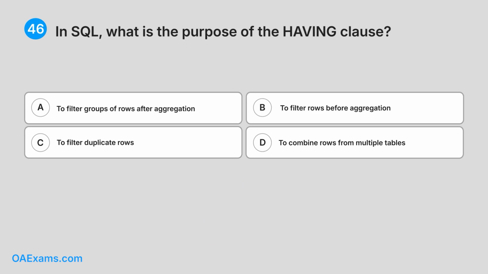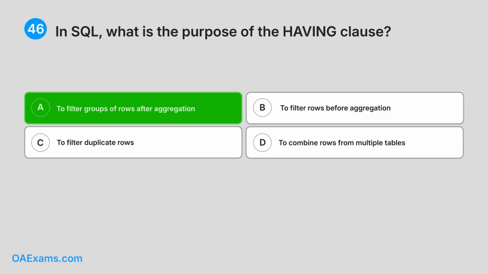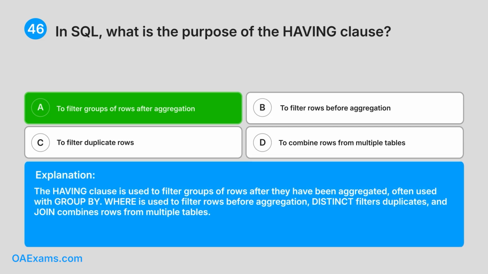Correct answer A. To filter groups of rows after aggregation. Explanation. The having clause is used to filter groups of rows after they have been aggregated, often used with group by. Where is used to filter rows before aggregation. Distinct filters duplicates, and join combines rows from multiple tables.